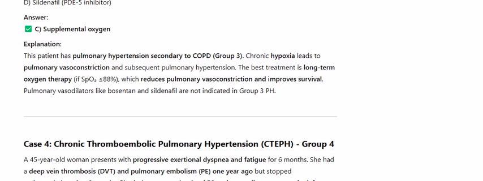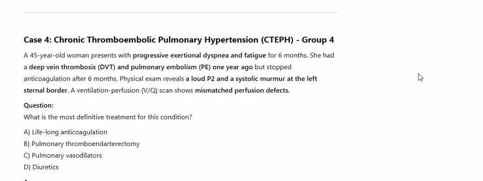Case 4, chronic thromboembolic pulmonary hypertension, CTEPH, Group 4. A 45-year-old woman presents with progressive exertional dyspnea and fatigue for 6 months. She had a deep vein thrombosis, DVT, and pulmonary embolism, PE, 1 year ago, but stopped anticoagulation after 6 months. Physical exam reveals a loud P2 and a systolic murmur at the left sternal border. A ventilation perfusion VQ scan shows mismatched perfusion defects.